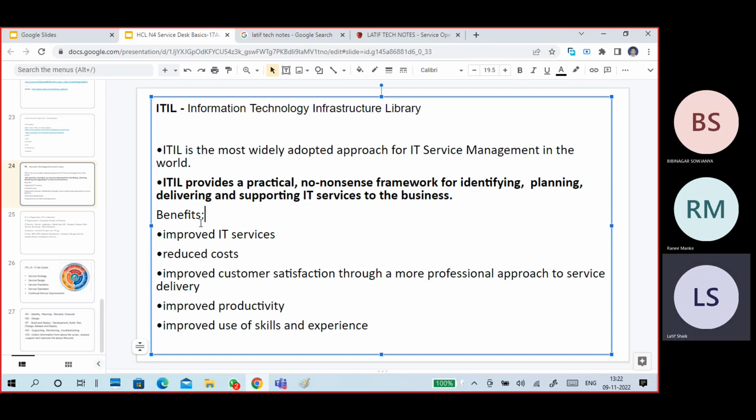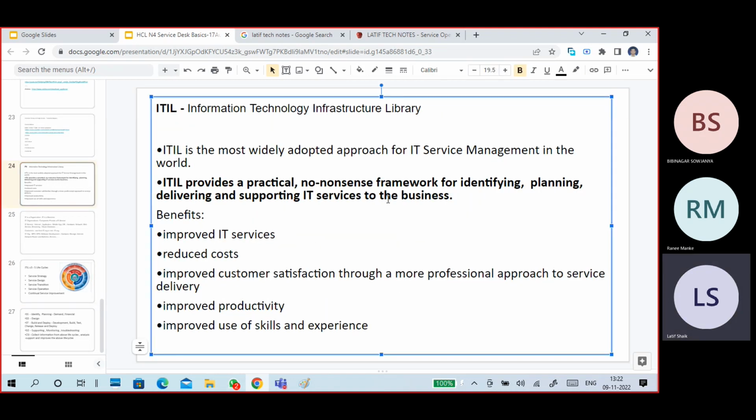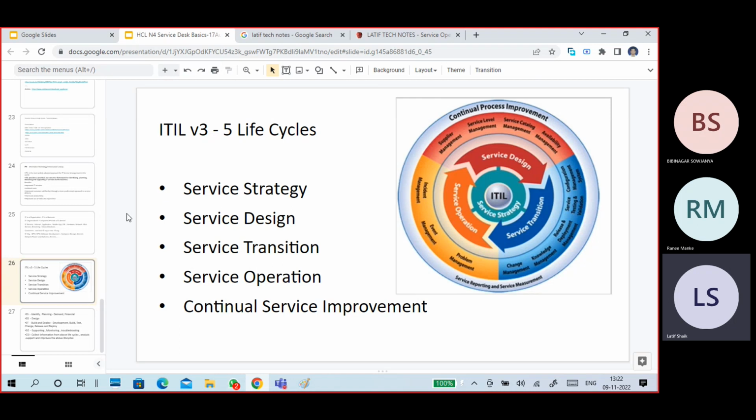Guys, understand somewhat about ITIL. If you get a question, you have to tell about this. First is, what is ITIL? ITIL is the IT Infrastructure Library, or Information Technology Infrastructure Library. ITIL provides a practical, no-nonsense framework for identifying, planning, delivering, and supporting IT services to the business. If you have energy, then you can tell about the benefits of ITIL or go to the 5 life cycles of ITIL also. This is also important.